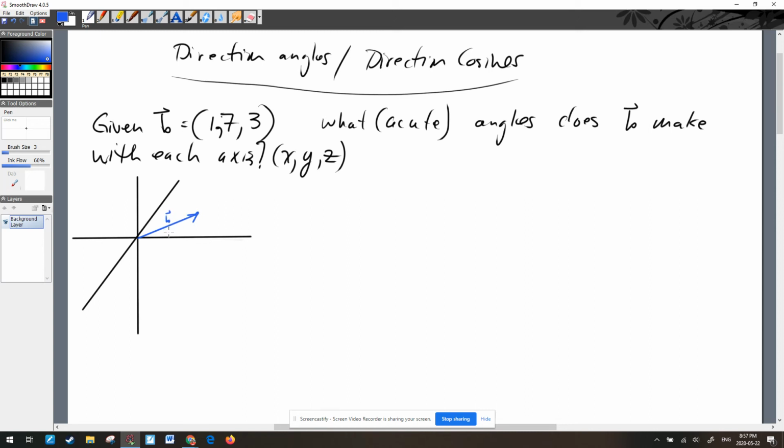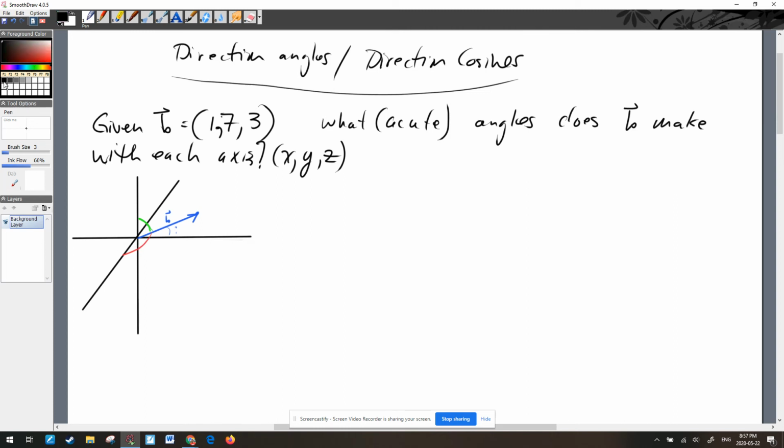Now, this is a 2D representation, but I want to know what angle this makes with each of the axes. So what angle is going on in here? And, grabbing a different color, what angle is going on here? And then a different color yet again, what angle is going on in here? So those are all the angles that we are actually interested in.